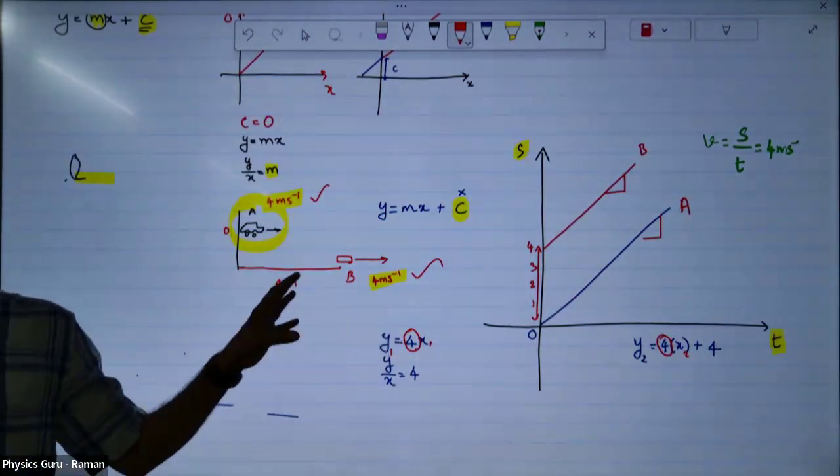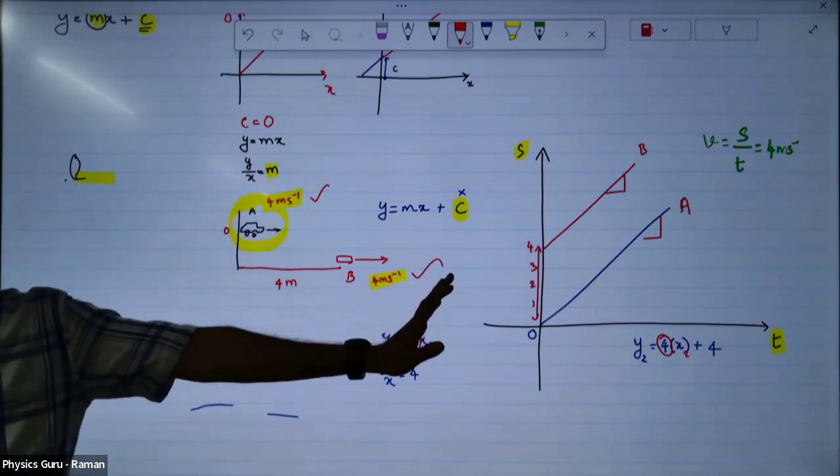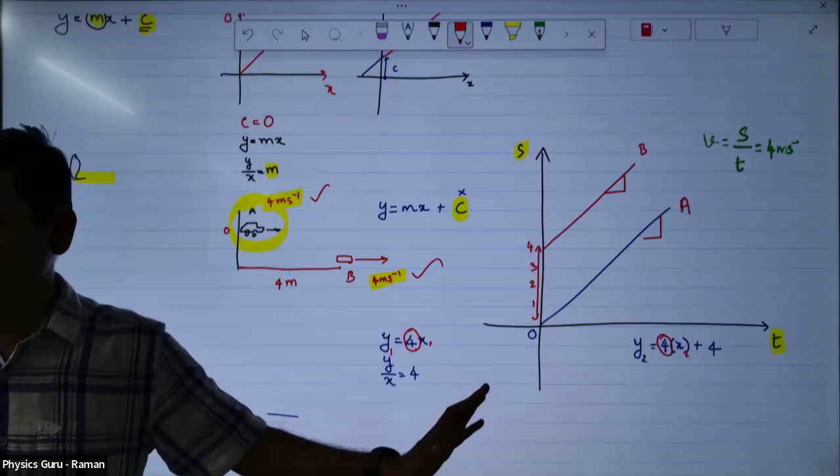Have you written these two equations? Have you plotted this graph? Yes, sir. When I asked you to plot. Yes, that's the question. Okay.